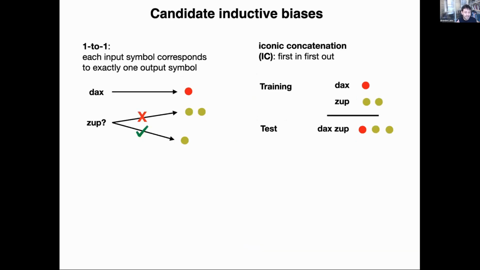So to summarize, we found some hints of inductive biases. We're going to dive into these more in a second. One-to-one: if you don't know the meaning of zup, you probably think it's like one symbol rather than two. Or if you don't know how to dax zup, you probably should dax first and then zup. That's some type of iconic concatenation, or I'm going to abbreviate it with IC. Now, rather than just being quirks of this task, I think these types of biases, one-to-one and iconic concatenation, have really interesting parallels in natural language that we could dive into in the discussion, but I won't have time to do that right now.